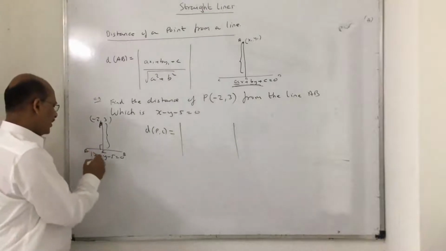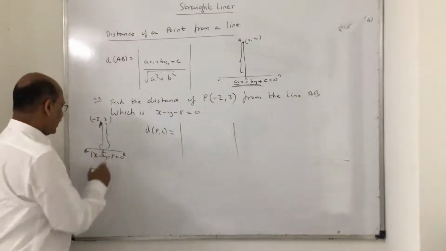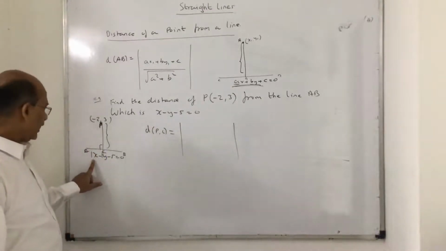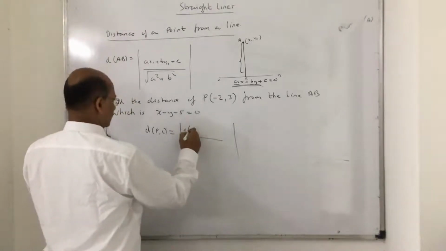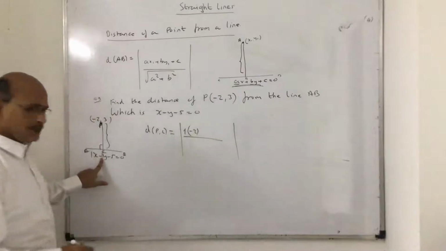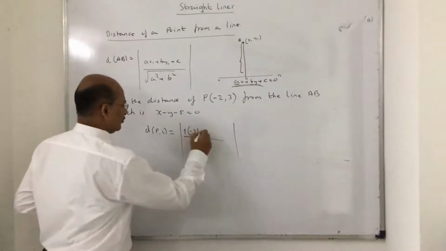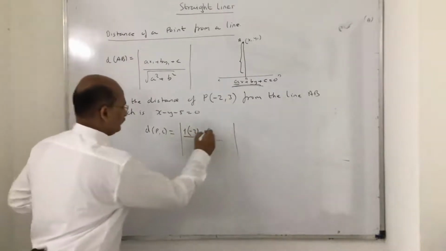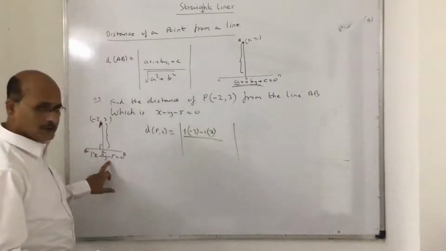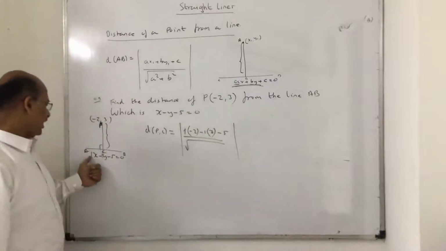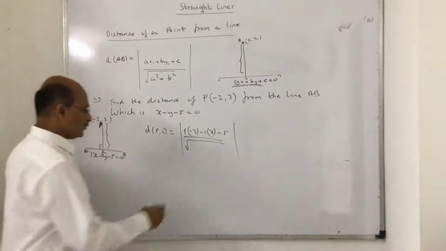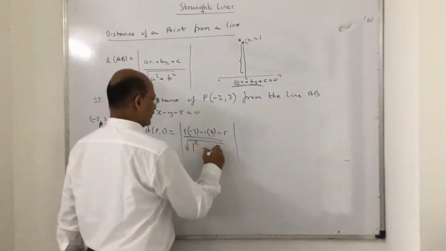Modulus of A. Remember my A is 1, B is 1. Okay, A is 1 and B is 1. So A into x1 plus B into y1, but here is a minus sign, so minus 1 into y1, plus C, so minus 5, divided by square root of A square plus B square. So square root of A square plus B square is 1 square plus 1 square.